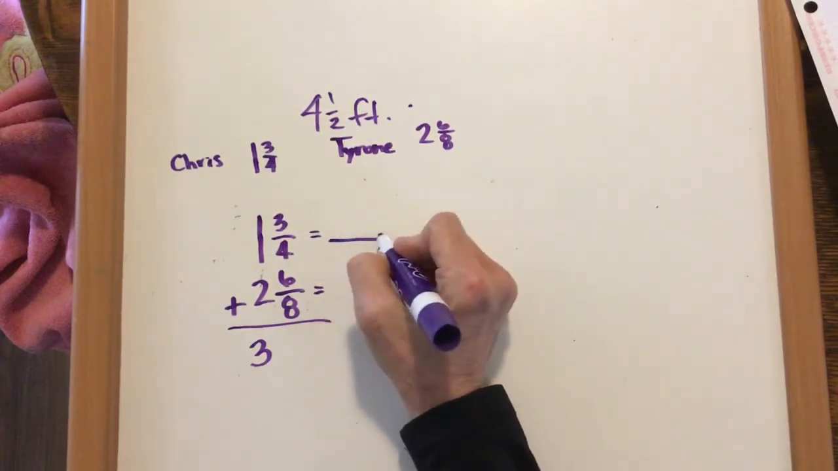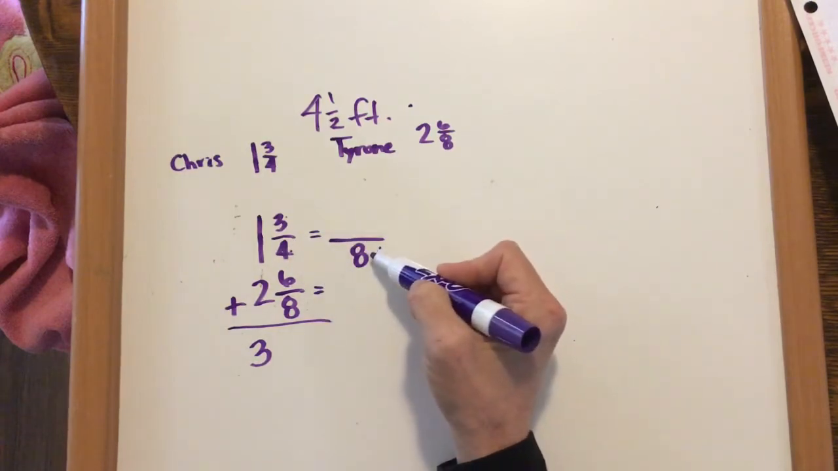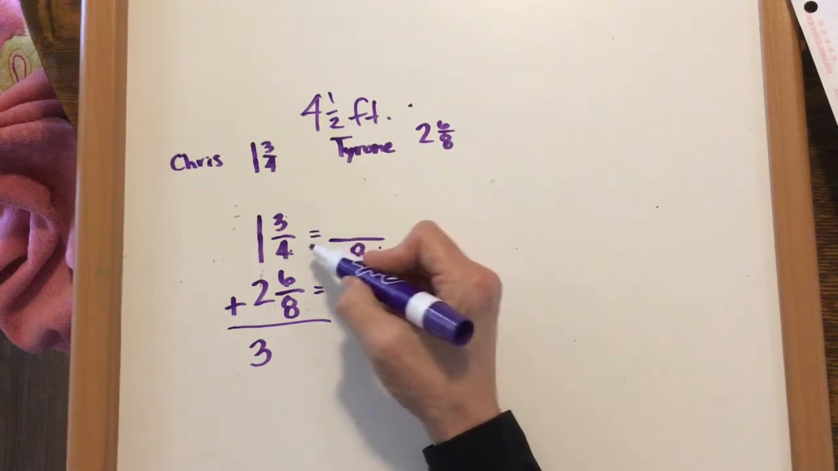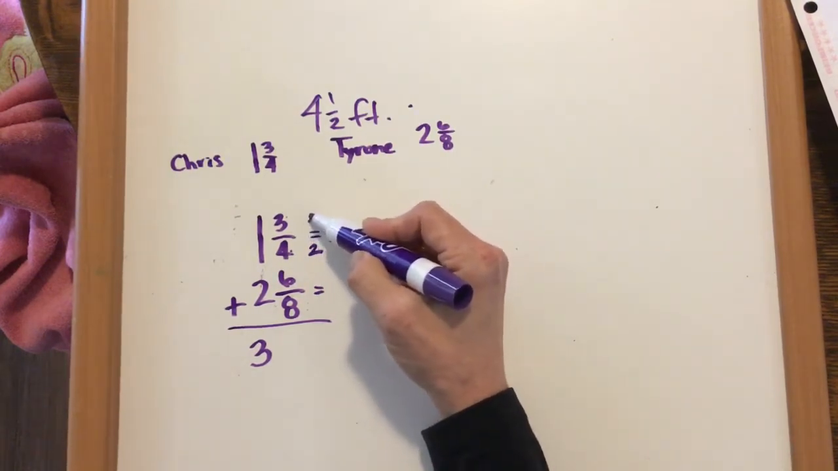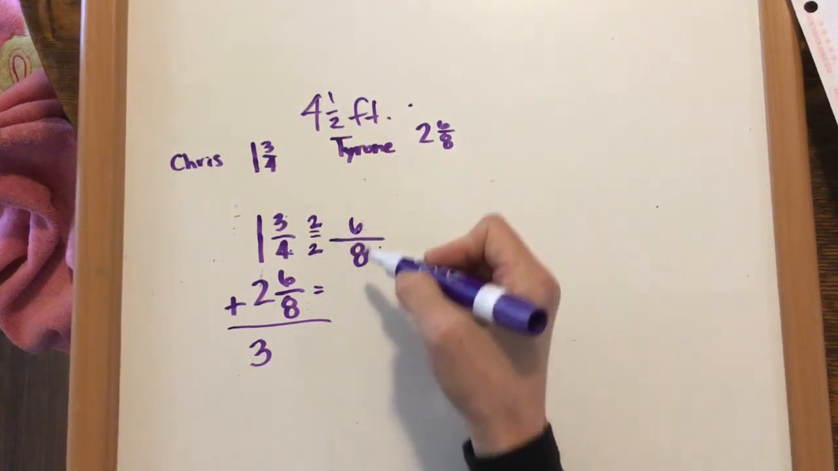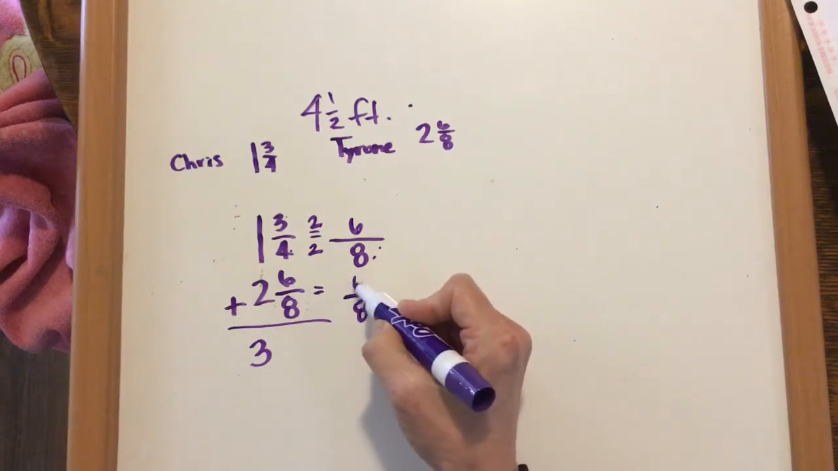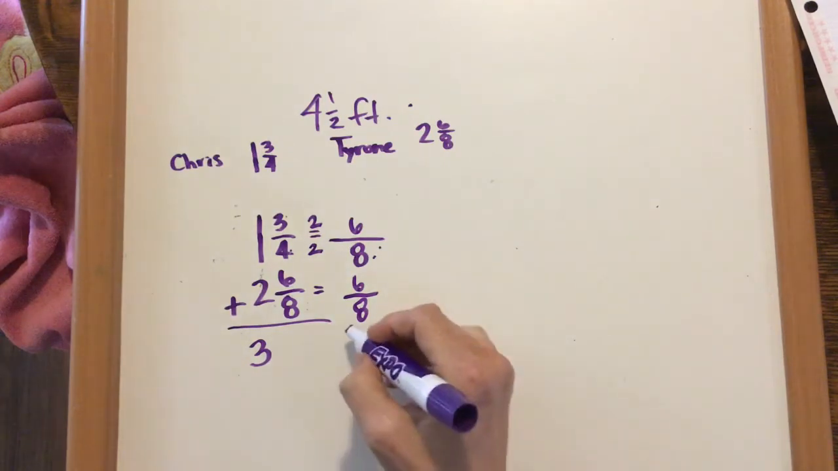So I'm going to change 3/4 to have a denominator of 8. So 4 times what equals 8? 4 times 2. So whatever I do to the denominator, I do to the numerator. So 3 times 2 is 6. So then this one's already using 8. So a lot of times this can eliminate a step for me if I'm very familiar with my multiplication chart and can work with multiples.